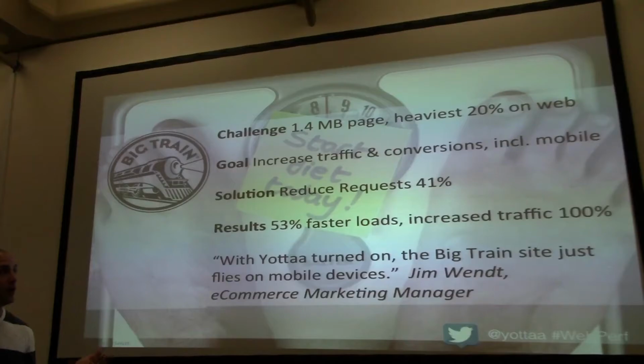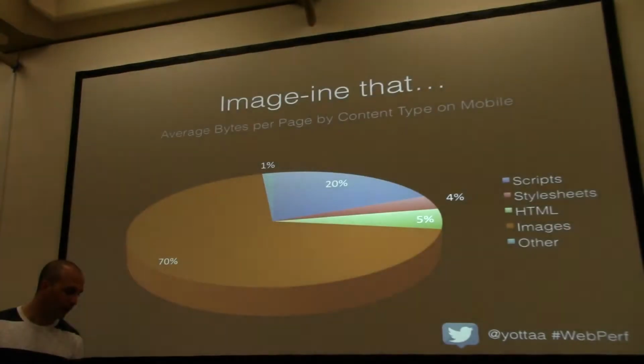So what we saw was by reducing their requests, by creating sprite files, by minifying code and then inlining it, we were able to give them 53% faster page loads. But it increased traffic 100% because they'd never managed to convert off their mobile site and didn't understand why. And so suddenly they opened up a new revenue stream on mobile because users could actually get the pages to load and make it through to the shopping cart so that they could complete a transaction.